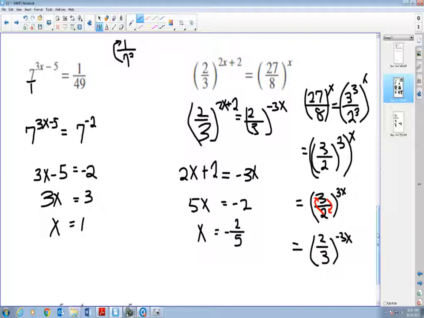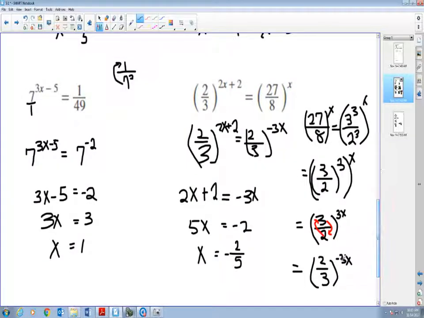And I'm going to end this lecture video here with this problem. Manipulating our exponents so we can make the bases the same, so we can set the exponents equal to each other. Alright, thank you for watching.